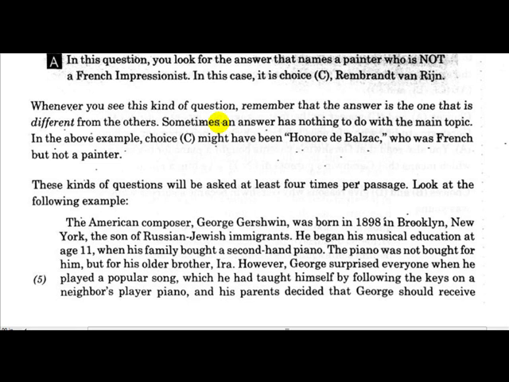Whenever you see this kind of question, remember that the answer is the one that is different from the others. Sometimes an answer has nothing to do with the main topic. In the above example, choice C might have been Honoré de Balzac, forgive my French, who was French but not a painter. These kinds of questions will be asked at least 4 times per passage. Look at the example here below.